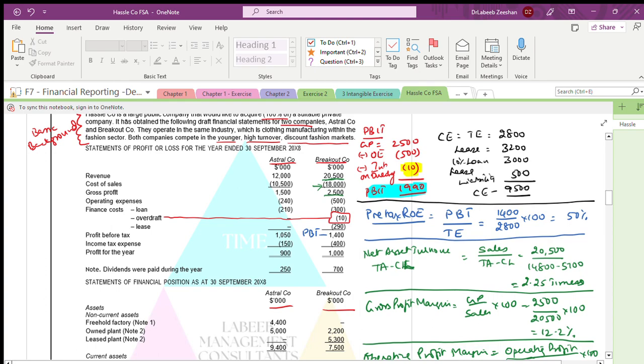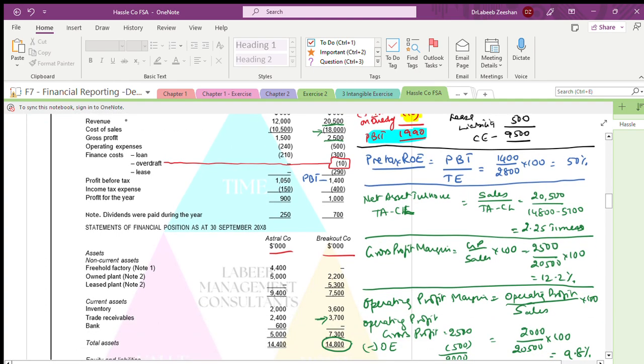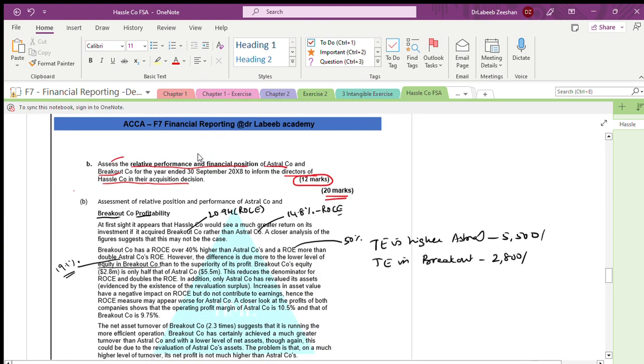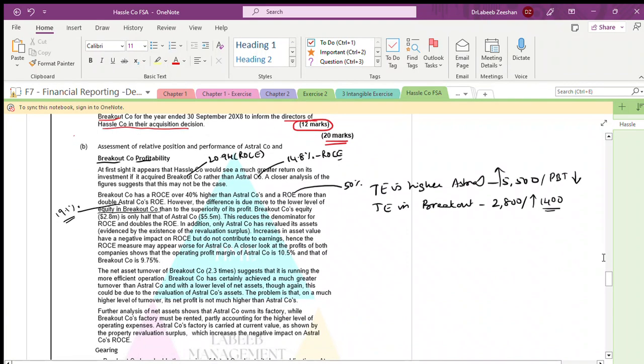If you take into consideration profit before tax, the profit before tax is less here. Equity is more. Profit before tax is less, whereas equity is high. Here the equity is less. Profit before tax is 1,400. Because of this, definitely we have to mention that.